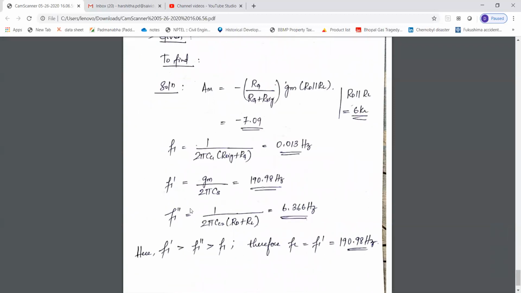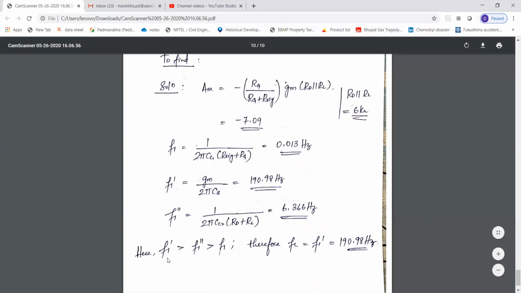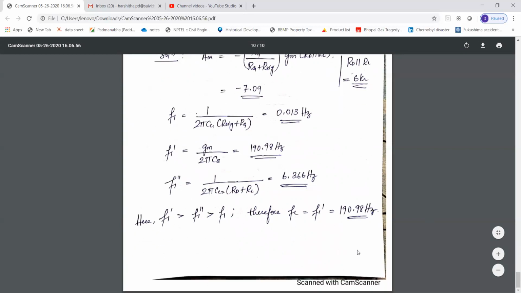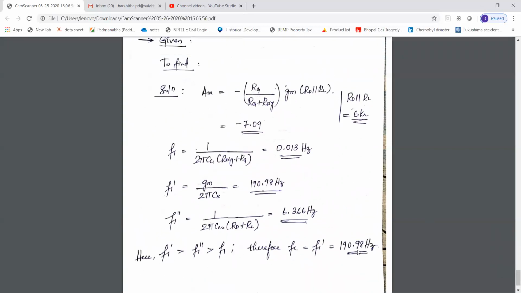The F1, F1 dash and F1 double dash formulas are known. Upon substitution and simplification, we get these values for the three frequencies. Out of these three frequencies, we have got the highest value for F1 dash, isn't it? So this particular frequency will be the low cutoff frequency. See here, F1 dash is greater than F1 double dash and F1. Therefore, FL is equal to F1 dash, which is equal to 190.98 Hertz. So this is the frequency response of the common source amplifier.